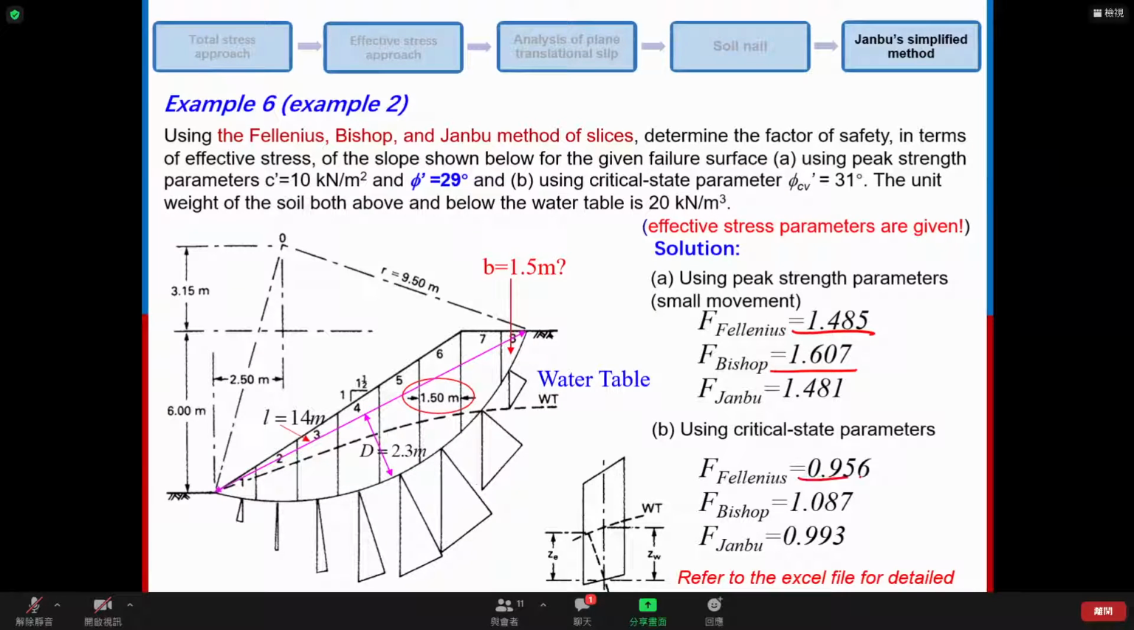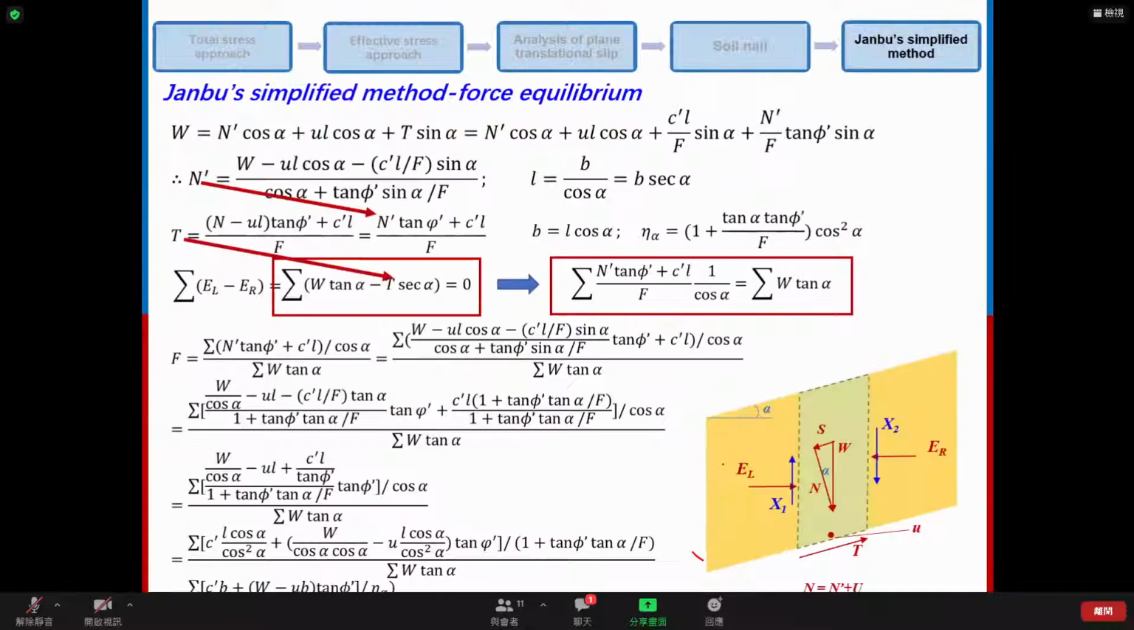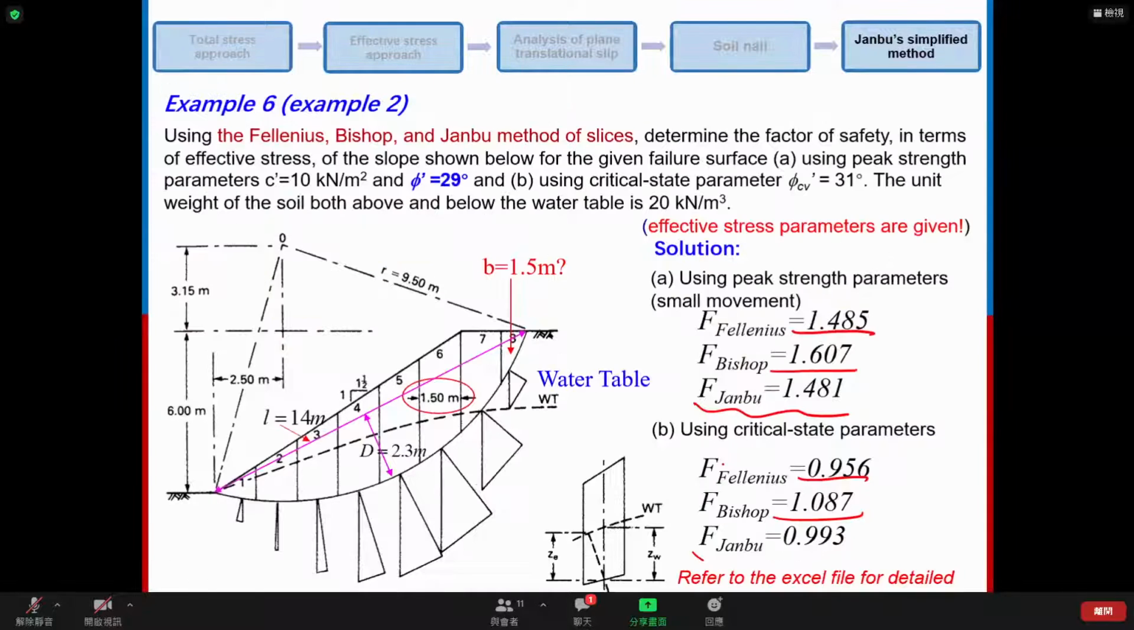We discussed the Fellenius and the Bishop methods already. Now let's move to the Janbu method and see how to calculate these two. Let's move to the Excel.